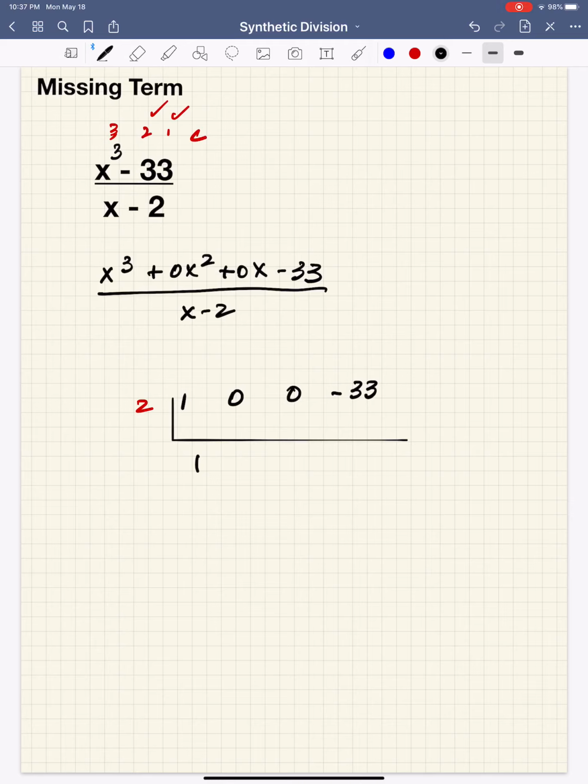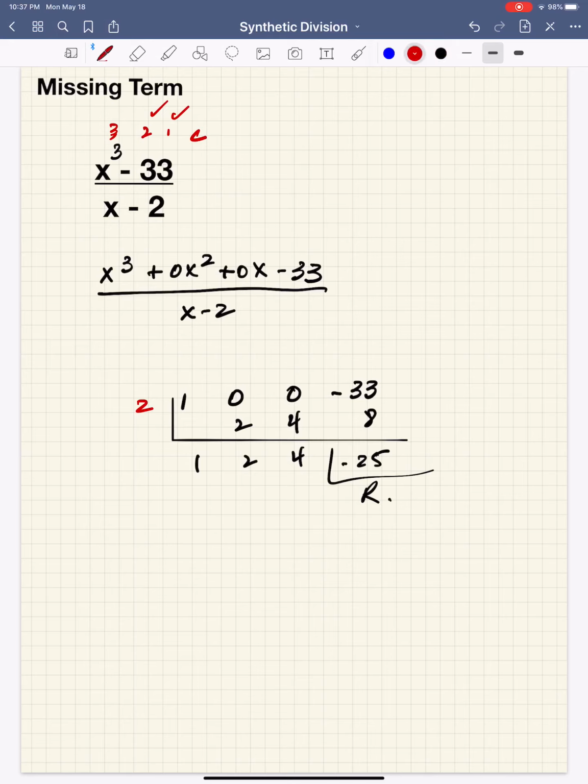Bring down the 1. 2 times 1 is 2. Get 2 when you add. 2 times 2 is 4. You get 4 when you add. 2 times 4 is 8. And when you subtract that problem, let's see, got it all, yep, it's going to be negative 25, and that's your remainder.